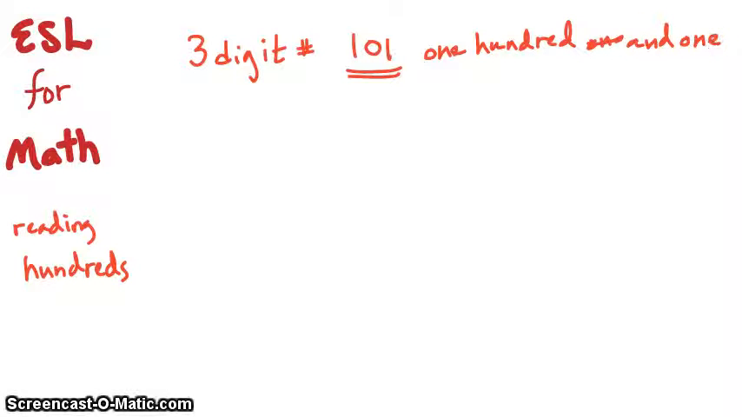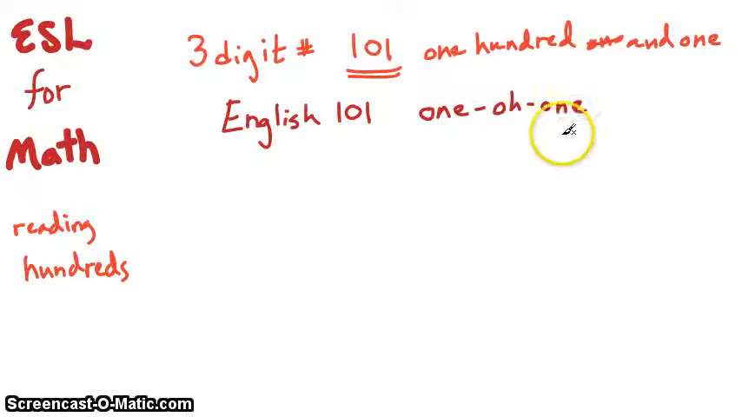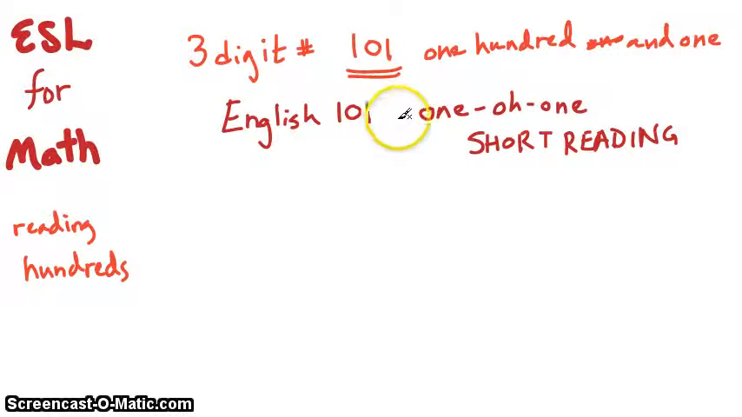One hundred one. Okay, but in certain situations, for example, if you're taking an English class at the local community college, you might take a class called English 101. In this case, I would almost always read this number as "one-oh-one" and not as "one hundred one." So this is what I would call a short reading. As you can tell, it's a lot shorter to say "one-oh-one" than to say "one hundred one." Okay, so this is an example where I would use the short reading.